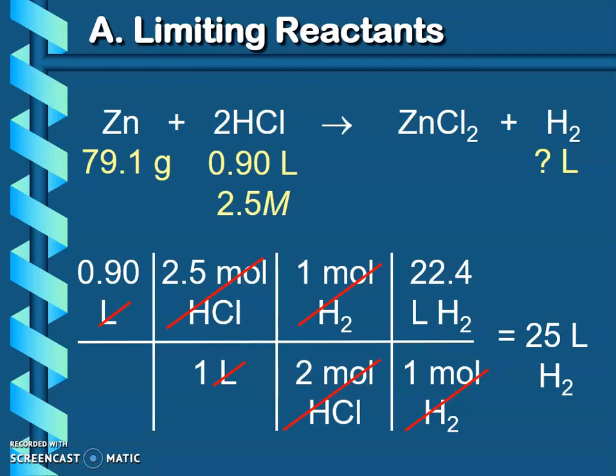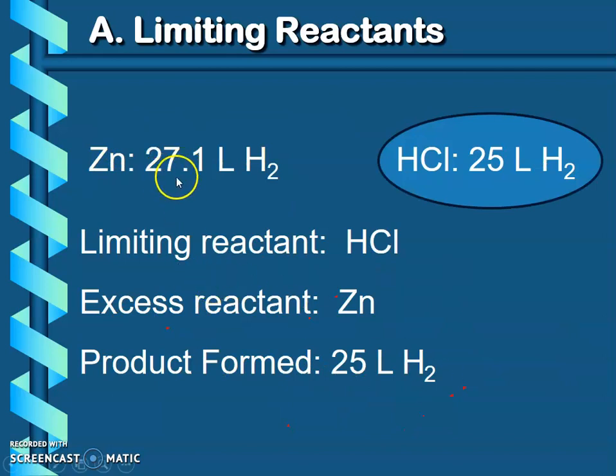Now I need to compare the two answers that I calculated. We calculated 27.1 liters when we used the zinc. We calculated 25 liters when I used hydrochloric acid. So which one of those two is smaller? 25 is smaller. Since 25 is smaller, that means that my limiting reactant is hydrochloric acid. My excess reactant is zinc because I'll still have zinc left over when I run out of the hydrochloric acid. And so that means that my product formed is the 25 liters. Since it's smaller, that's the maximum amount that I can create.